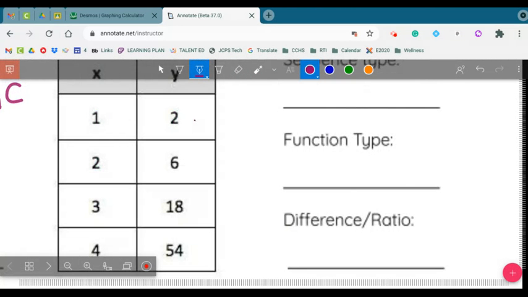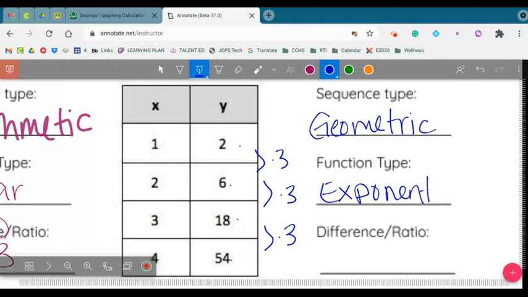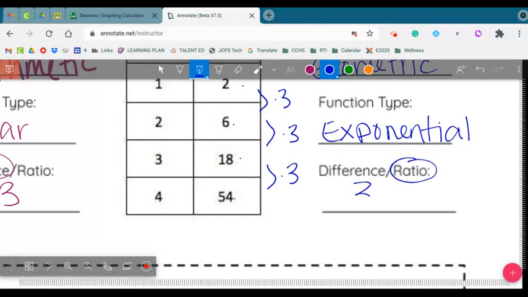We go from 2 to 6 to 18 to 54. So from 2 to 6, it looks like we're multiplying by 3 each time. So remember, if we're multiplying, it's geometric. Our function type is exponential. And we have a ratio, which is 3.